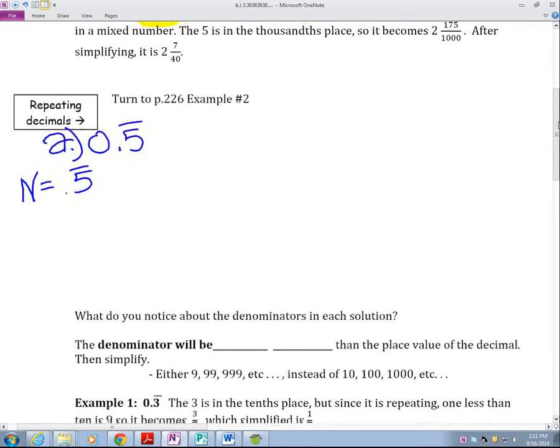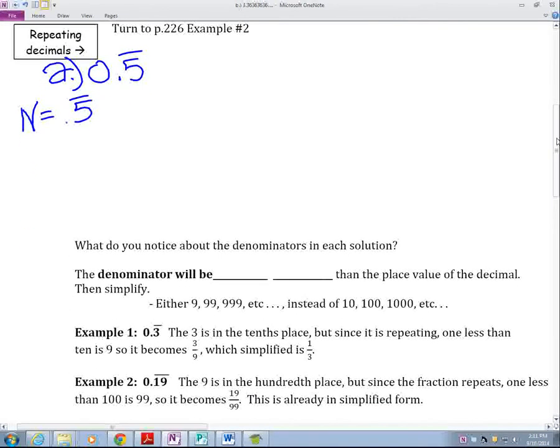From your book on page 226, example number 2, we are going to find out how to do 0.5 repeating. What that means is, what that number looks like as a decimal, you don't have to get out your books, it's right here. It means 0.5555555 and so on.